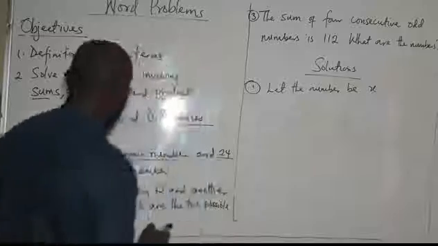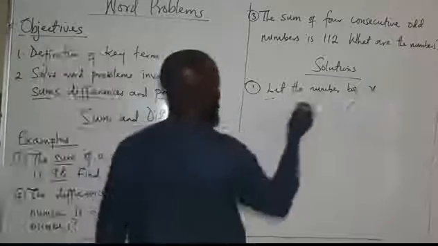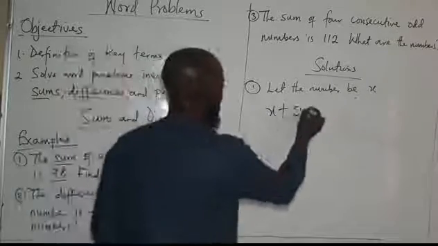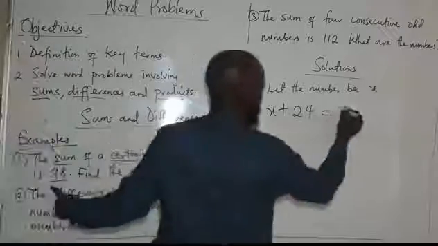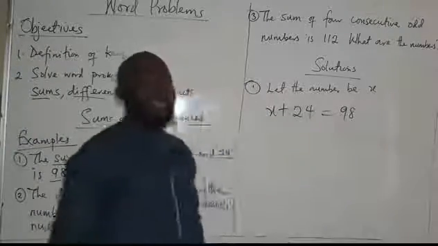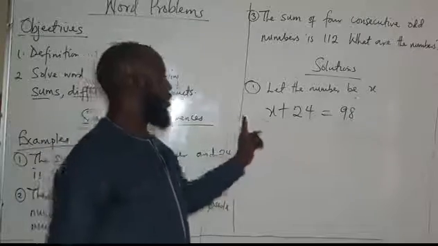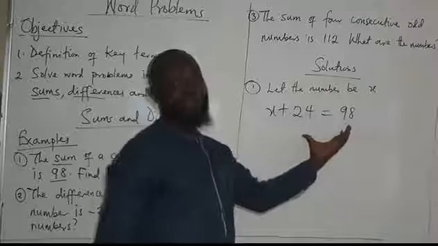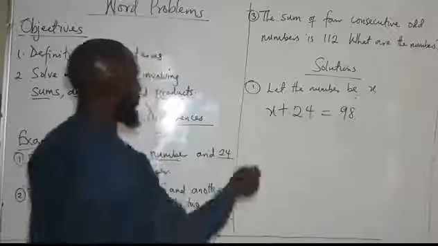So the sum of a certain number, that is the certain number x, plus 24 is 98. You can see we have now interpreted the question to form an equation. So we now solve this equation. After solving it, then we can answer our question.